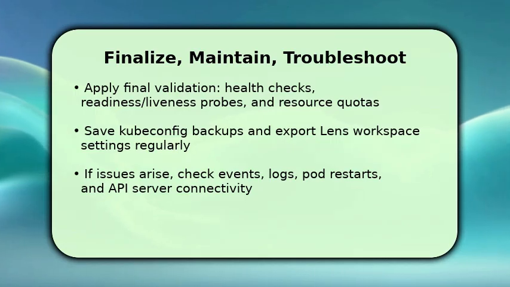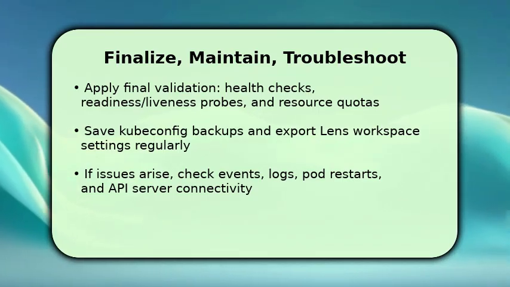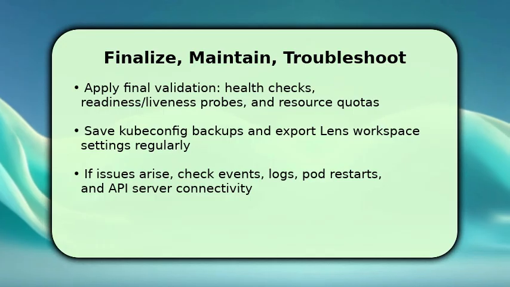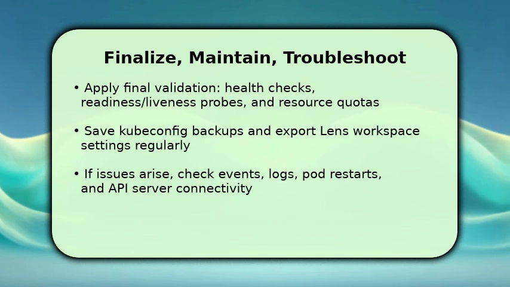If something breaks, start by reading pod logs and events, then inspect recent restarts and API server connectivity. This pinpoints causes. If needed, roll back with Helm or restore a previous manifest, and reapply fixes once the root cause is clear.